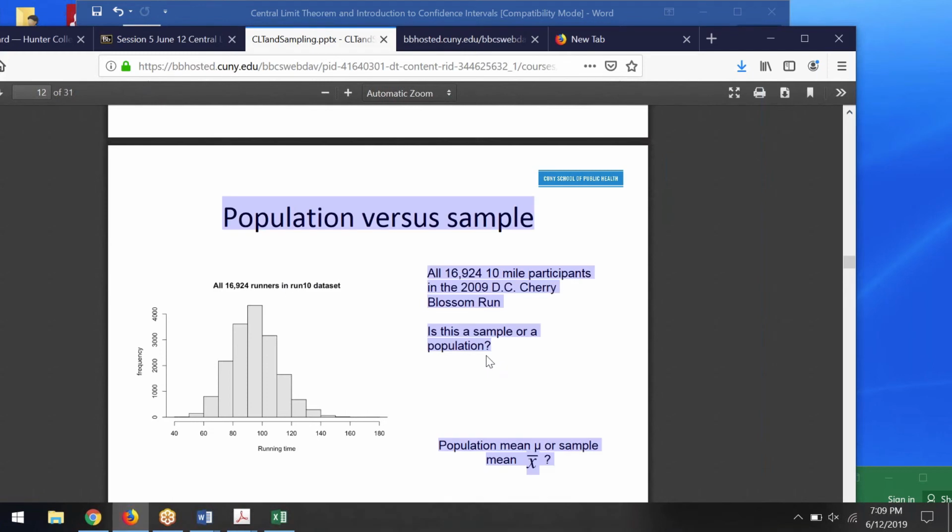Is this a sample or a population? It represents all of them. What is that, a sample or a population? I'll ask you.